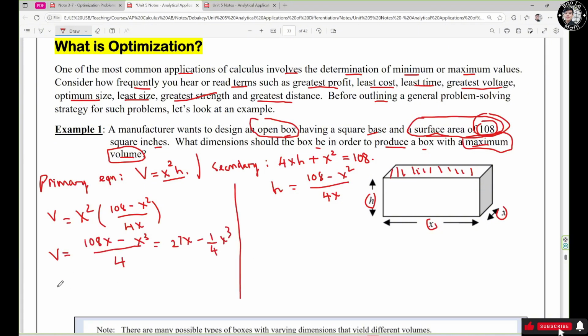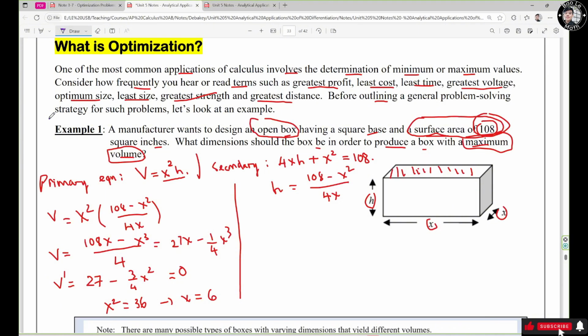Now we're going to simplify this one, so V equals. Now we're going to take the derivative of this, so V prime equals 27 minus 3 over 4 s squared. We let this equal 0 and solve for s, so I have s squared equals 36, then s equals 6. Now we have two values right here, it could be plus and minus 6. Since the side length of the open box should be positive, we exclude negative 6.